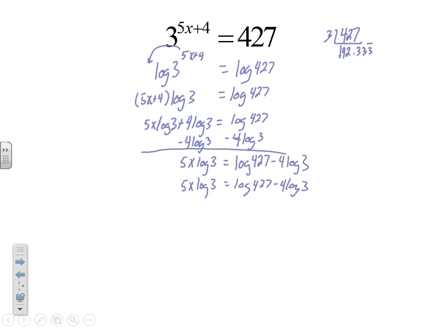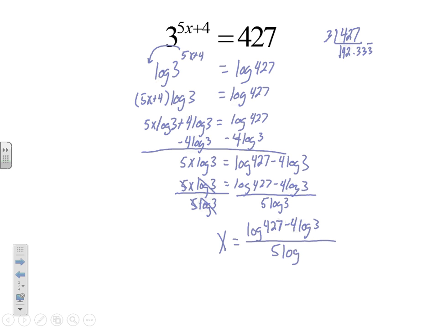Now the 5 and the x and the log of 3, they're all being multiplied on the left side of the equal sign. So if they're all being multiplied on the left side, and I want to get everything away from x, then that means I will divide by the 5 times the log of 3 on the left side, and I will divide everything on the right side by 5 times the log of 3 as well. So the 5 and the 5 simplify to be 1. The log of 3 divided by the log of 3 simplifies to be 1. And I'm left with x equal to log of 427 minus 4 times the log of 3 divided by 5 times the log of 3.